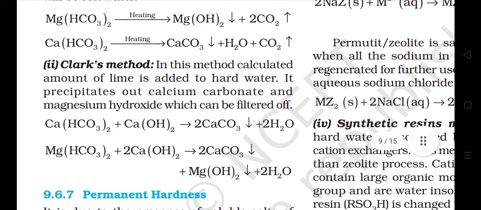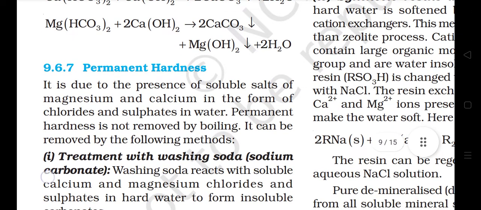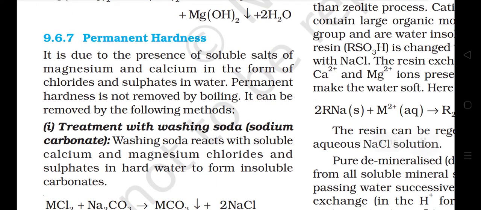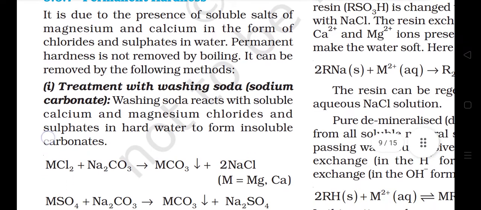2. Clark's method. In this method, a calculated amount of lime is added to hot water. It precipitates out calcium carbonate and magnesium hydroxide, which can be filtered off. 9.6.7 Permanent hardness. It is due to the presence of soluble salts of magnesium and calcium in the form of chlorides and sulfates in water. Permanent hardness is not removed by boiling. It can be removed by the following methods.